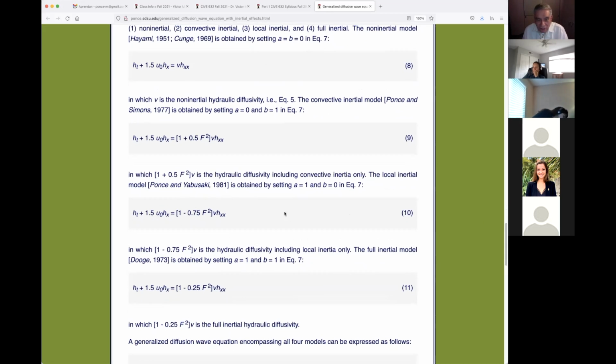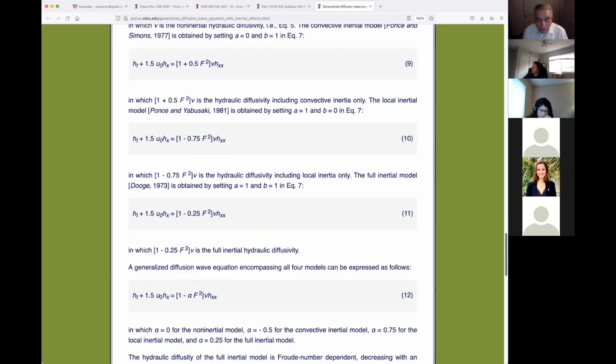The local inertia is obtained by setting A equal the opposite. In the prior one, it was A0 and B1. Now it's A1 and B0. And now we get a minus in there. Minus is a little better than plus. Why? Because it means that this number will go to 0. This over here will not go to 0 ever, no matter what Froude number. So this one is not really natural. It's not really natural or physical. We'll see it. And the full inertial model is this one, which reduces to the Dooge equation.